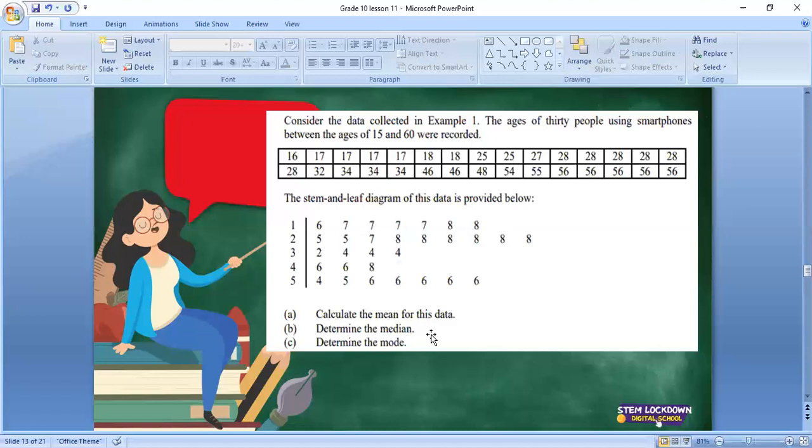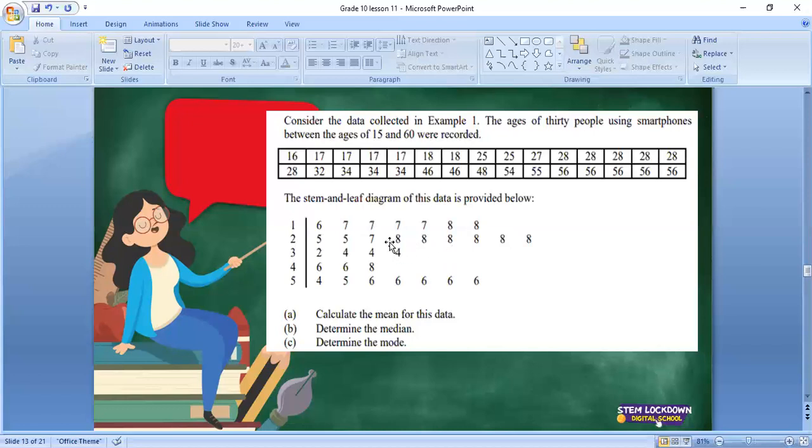Okay. And then let's talk about the mode. Which one is the mode? The one with the highest frequency, the one that occurs the most. Which one occurs the most? You can see here that 28 occurs how many times? 6 times. So we're saying 28 is our mode. Okay, 28 is our mode. Why? It has the highest frequency.